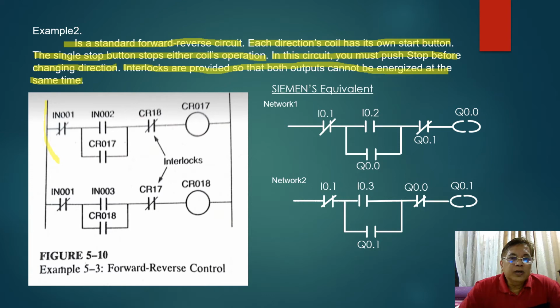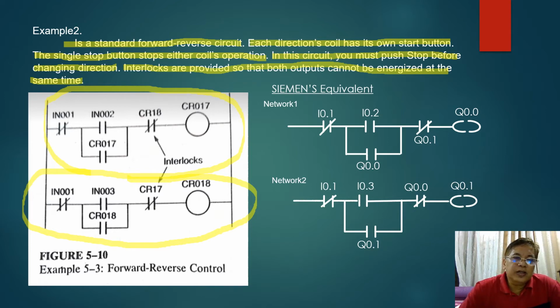So we have the forward circuit and we have also the reverse circuit. Now, based on our problem, each circuit has its own start button. In this case, the forward is represented by input 002, and the reverse is represented by input 003. And it has only one or single stop button. In this case, it is represented by input 001, and in the reverse, also input 001. Since they have the same number, input 001, that means that it is only one switch, which is the stop button.